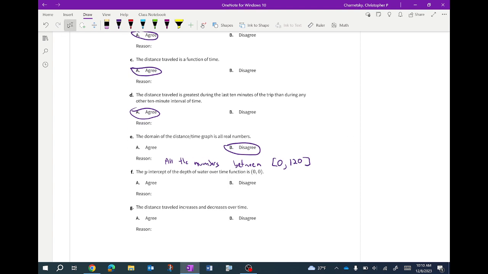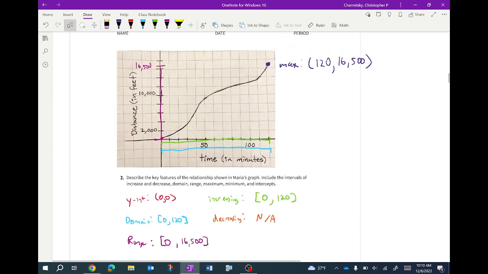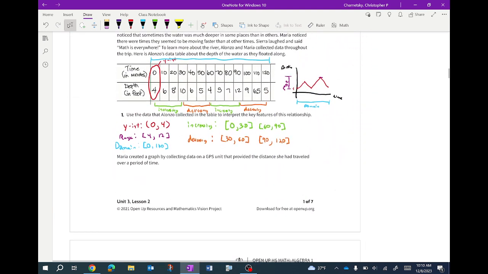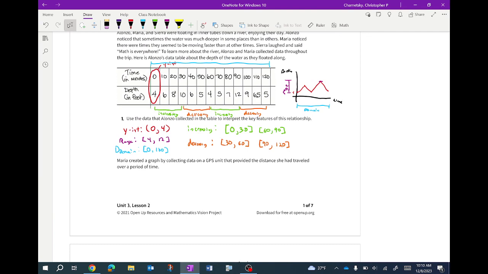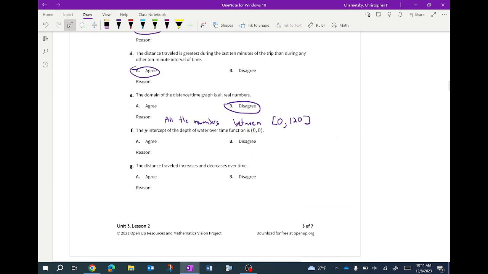The y-intercept of the depth of water function over time is 0, 0. Well, that one is false. The y-intercept is 0, 4. When we started, our depth was 4 feet. In fact, 0, 0 wouldn't make sense for a depth because, well, you wouldn't float if you had zero depth.